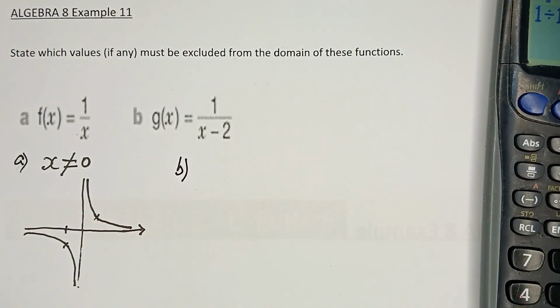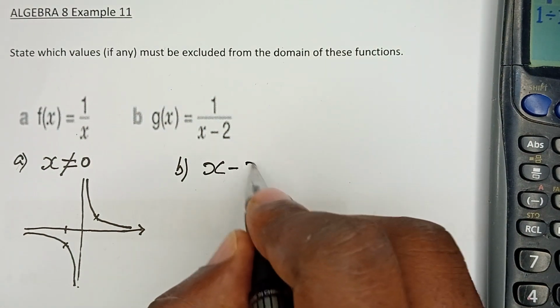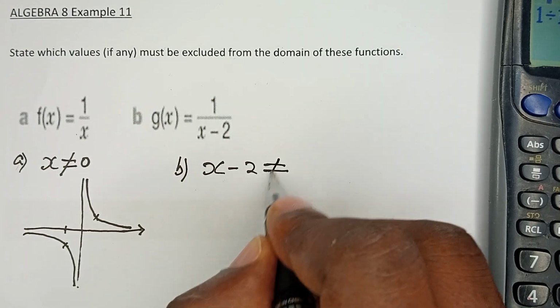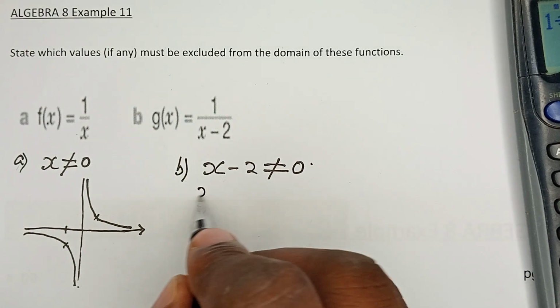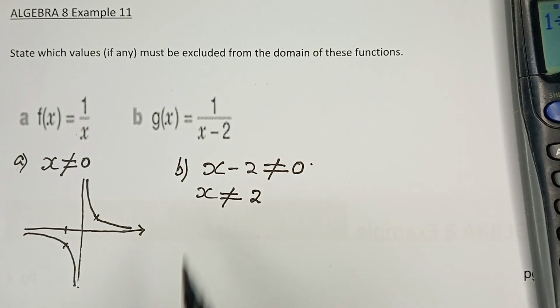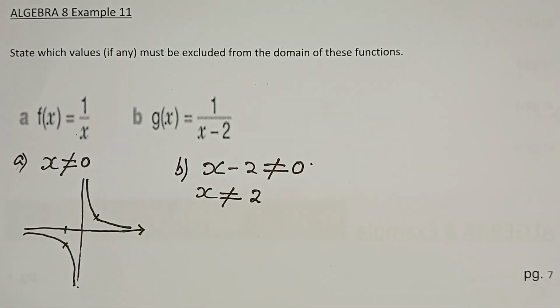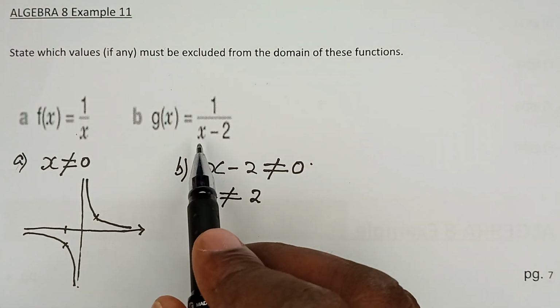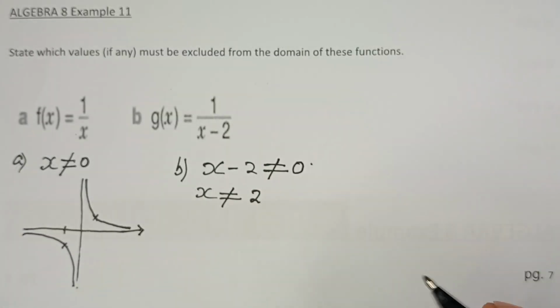Part B, we are dividing again, and our x is at the denominator. Again, we should know that x minus 2 is not allowed to be equal to 0 because we are dividing. So by extension, x is not supposed to be equal to positive 2. When this negative 2 crosses over to this side, it becomes positive 2. X is not allowed to be 2 because when x is 2, 2 minus 2 is 0 and 1 divided by 0 is not defined again.